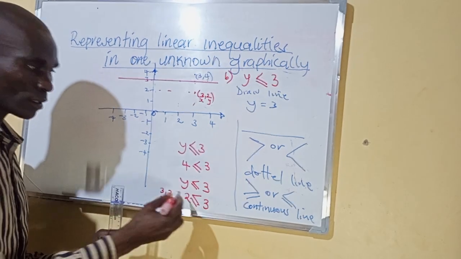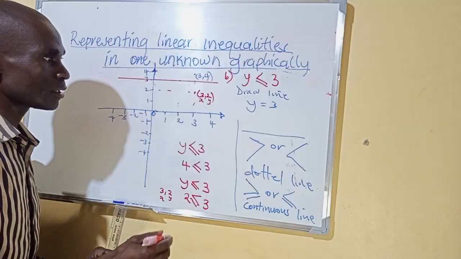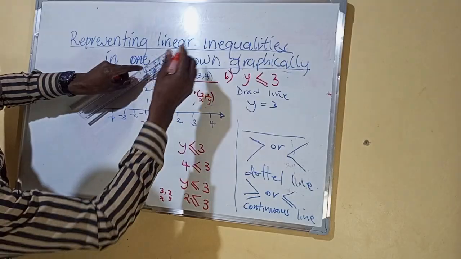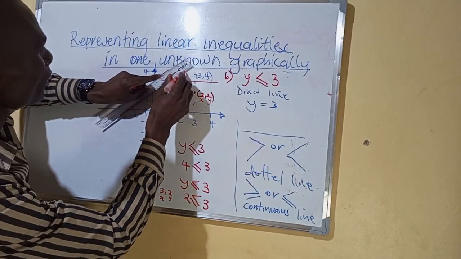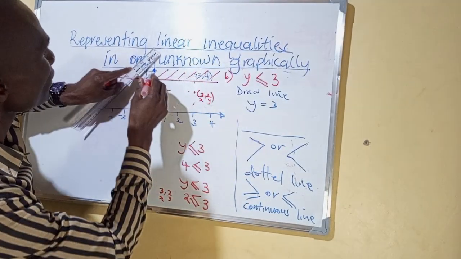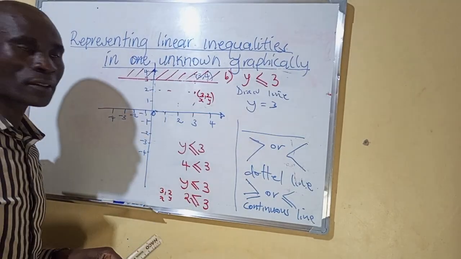Is it true? Yes, it is true. 2 is less than 3. So this satisfies the inequality. Therefore, we shade the unwanted region. This is the unwanted region. This region is unwanted because it does not satisfy the inequality.